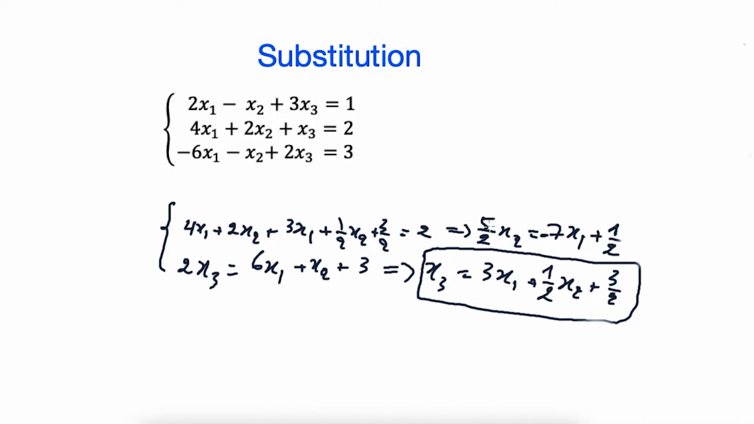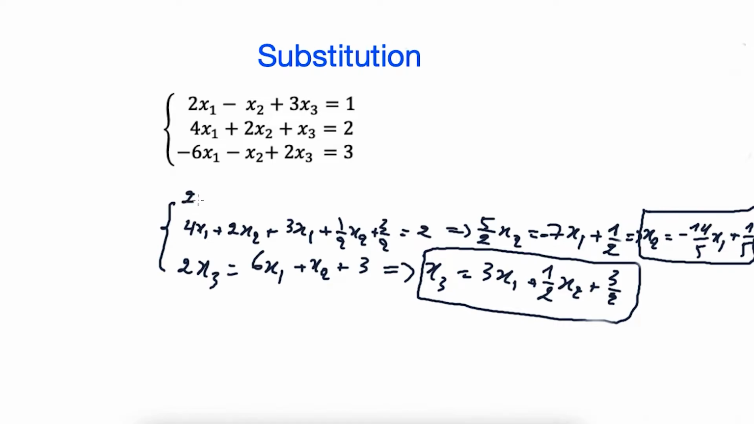So we can multiply by 2 over 5 to get x2. So x2 will be equal to minus 7 times 2 over 5, which is minus 14 over 5 x1, plus 1/2 times 2 over 5, which is 1 over 5. So this is the value of x2 in function of x1. And now we can get x1 by replacing x2 and x3 by their values.